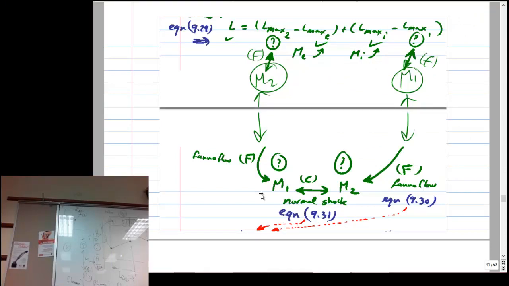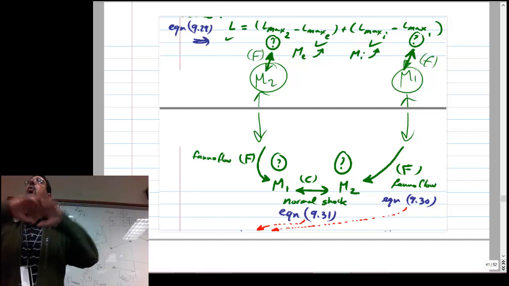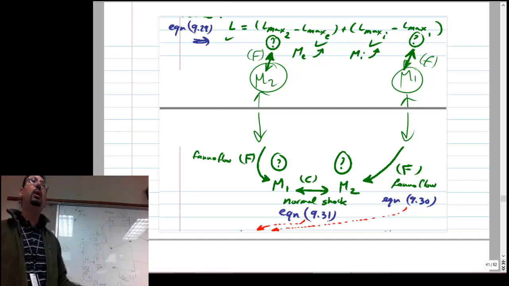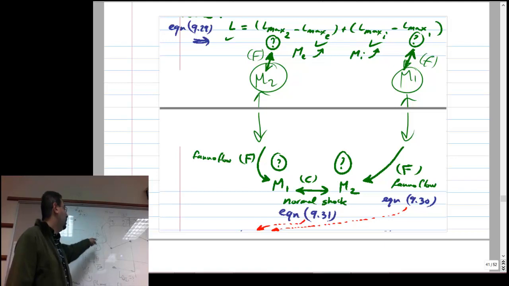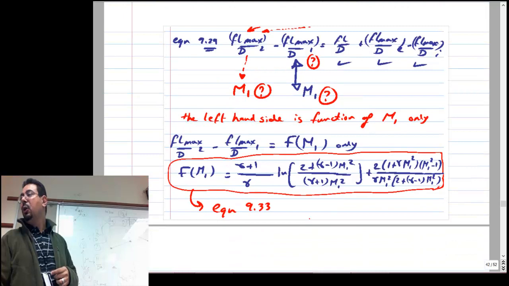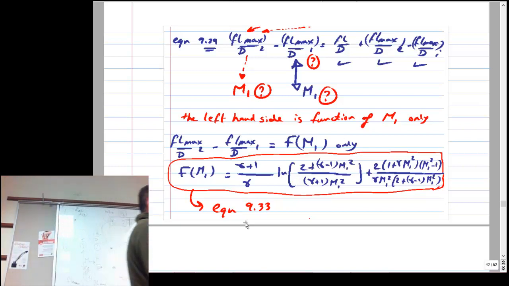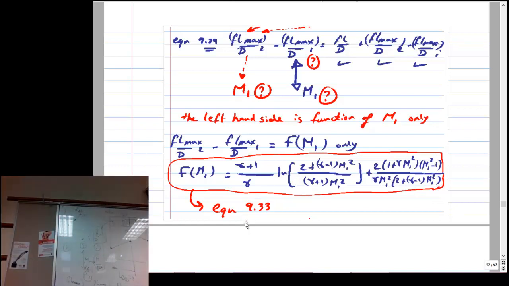All right? So what should we do? They basically said, well, let's put all the equations together into one equation where there's only one unknown, really, which is, say, M1, for example. Right? So here is this equation. So this is equation 9.33. This equation, which is 9.33, is a big function of M1. This equation should allow you to get M1. It's a non-linear equation, right?